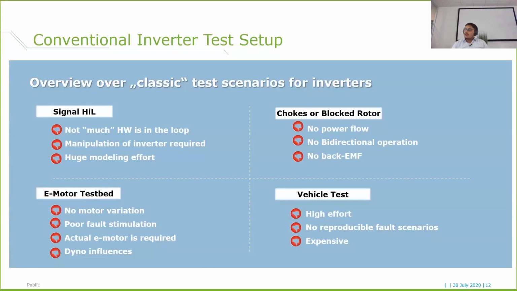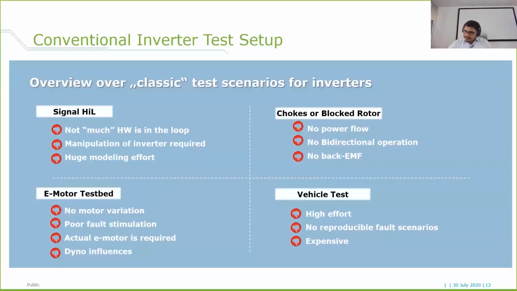Let's say we have a choke, with which one can test a blocked rotor test, where there won't be any back EMF. It's just a current flowing through, but the power is only ohmic power in that case, where the chokes represent the ohmic inductive network of a particular motor. Still, there is no active power flowing, and there is no bidirectional operation possible with this setup, which is one of the most important requirements.